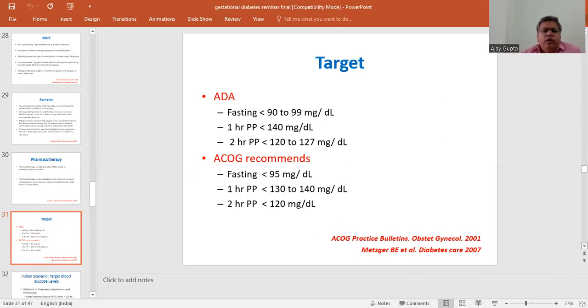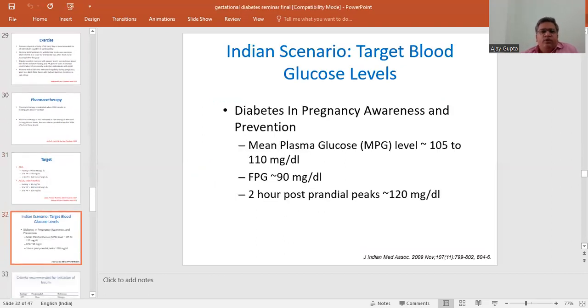And according to the American College of Obstetricians and Gynecologists recommendation, fasting plasma glucose should be less than 95, 1 hour should be less than 130 to 140, and 2 hours should be less than 120. So in a nutshell, the majority of recommendations say that fasting plasma glucose should be less than 99, 1 hour should be less than 140, and 2 hours should be less than 140, and the same should be followed in our population also. In the Indian scenario, according to the Diabetes in Pregnancy Awareness and Prevention program, the mean plasma glucose level should be 105 to 110 milligram percent, fasting should be around 90, and 2 hours should be around 120. So this is recommended by the Indian guidelines.